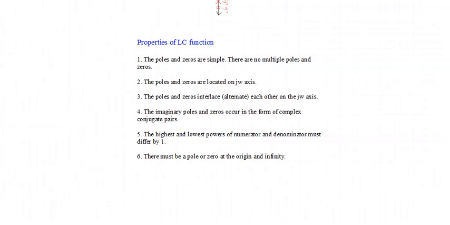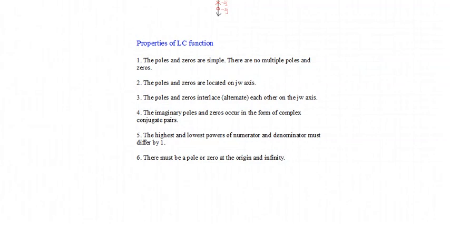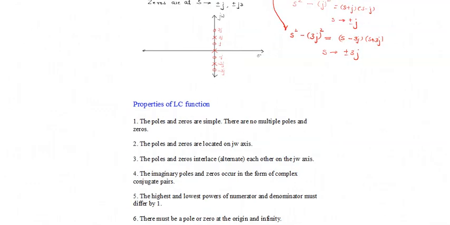So always there must be either a pole or a zero at the origin. For an LC function, you'll always see either a pole or a zero at infinity. So if there is a pole at origin, there must be a zero at infinity. If there is a zero at the origin, there must be a pole at infinity.